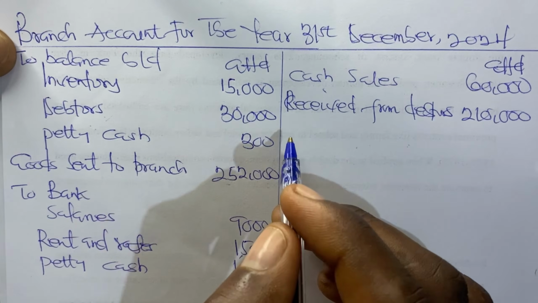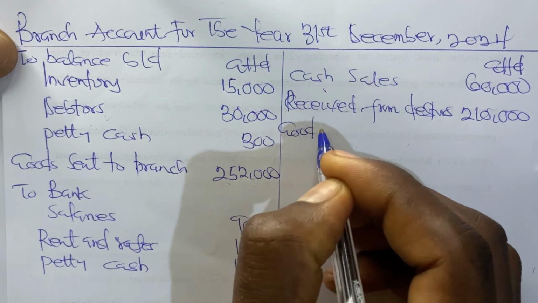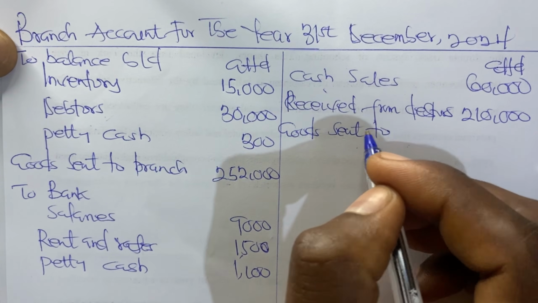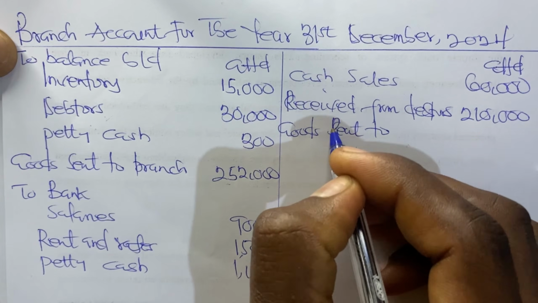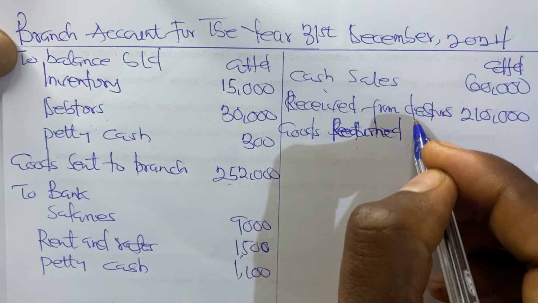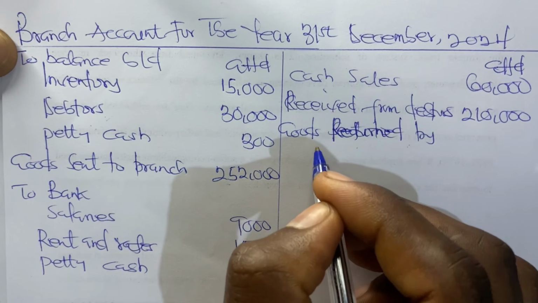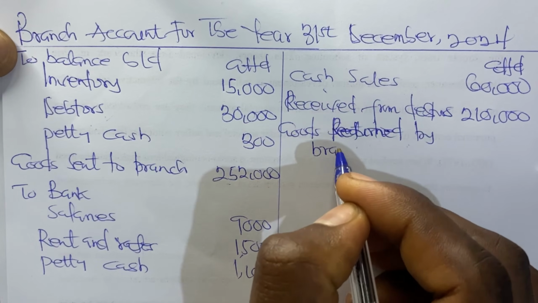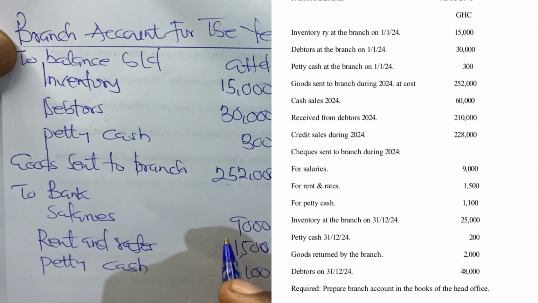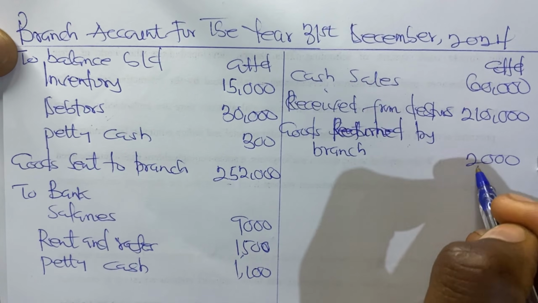Okay, so we will have goods returned. Sorry, this is goods returned by branch. Goods returned by branch is an amount of 2,000. I record that. Good.